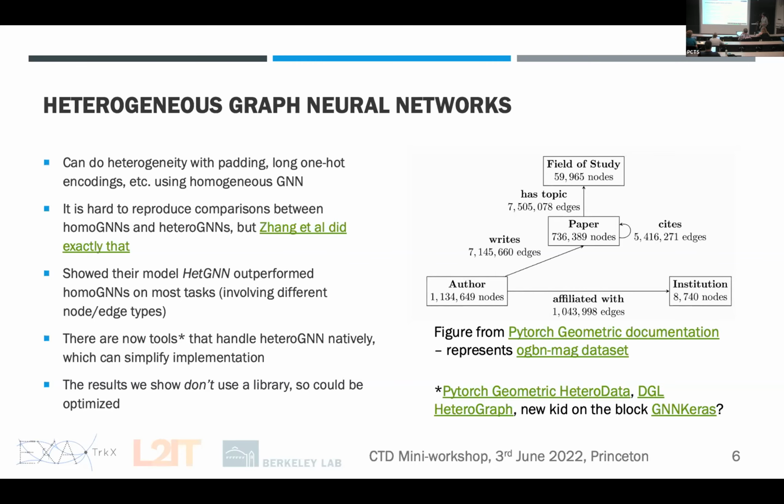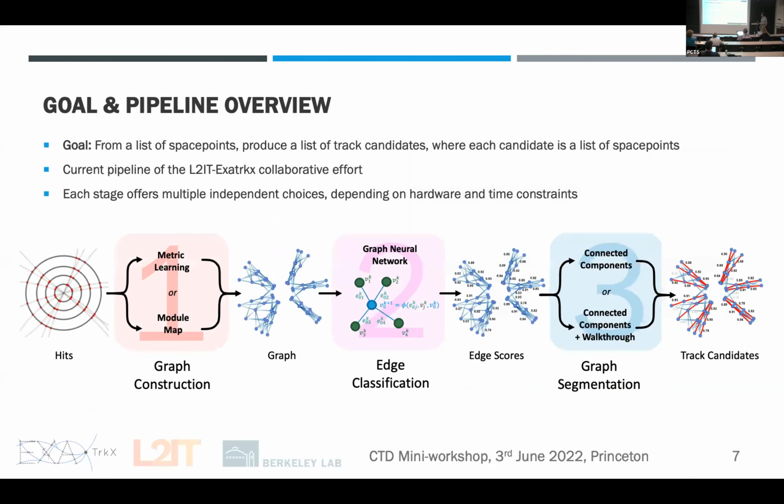DGL has heterograph structures. There's even a new library, GNN Keras. I'm not sure if it's going to take off, but I noticed it a few days ago, and it out of the box supports heterogeneous GNNs from day one. So that's a nice sign. Of course, we don't need to use a library, and I'm not going to use a library here. It's nice, I think, in general, to do all this stuff by hand the first time. And I'll show a way of doing that I think is quite intuitive.